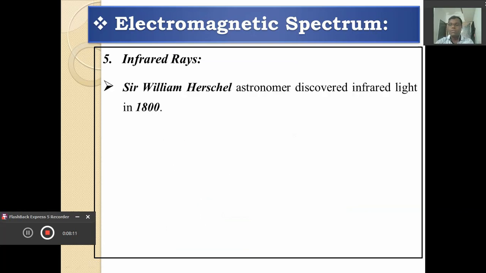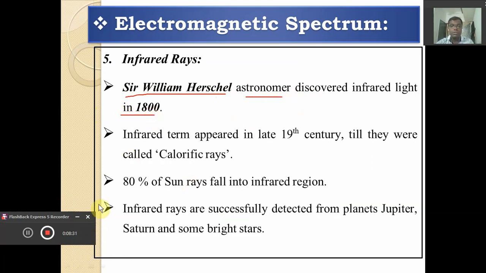If we look at other aspects of infrared radiations, we come to Sir William Herschel, the astronomer, who discovered infrared light or radiation in 1800, and the term infrared initially appeared in the late 19th century. Before the appearance of this term, IR radiations were simply called calorific rays, and it is found that 80% of the sun's rays fall in the IR region.